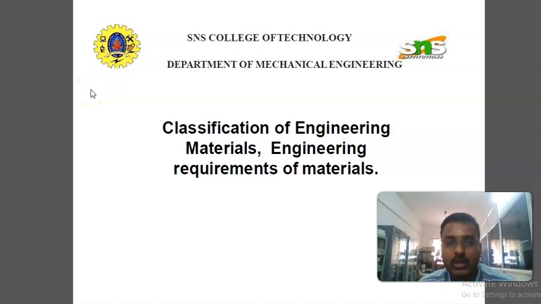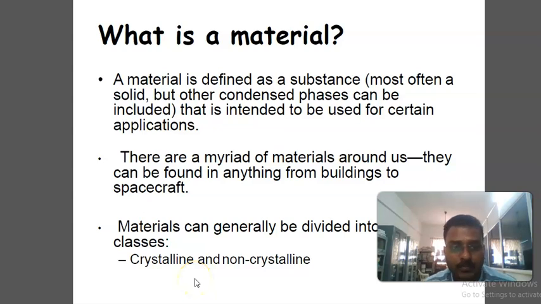Good afternoon to all. Now we're going to talk about the classifications of engineering materials and the requirements of engineering materials. What is material? A material is defined as a substance which is often called a solid, but also, in some states, it is a condensed state for certain applications.